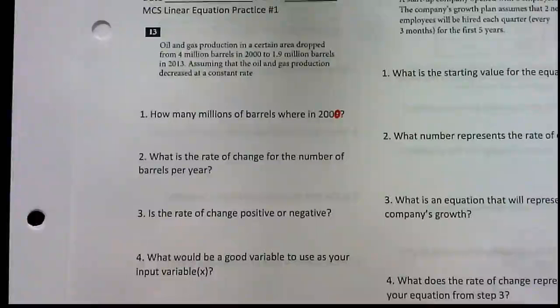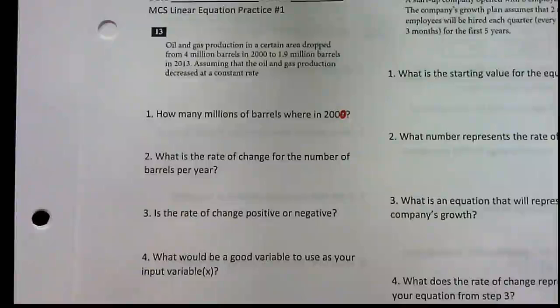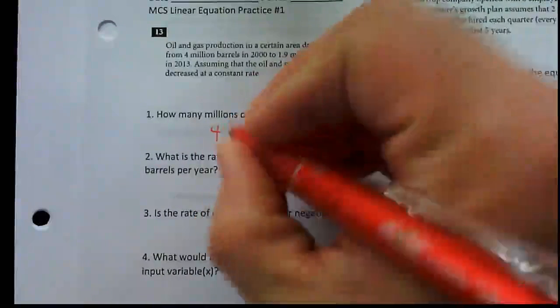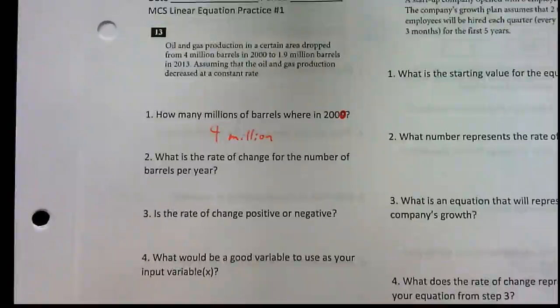Now, for this question, all right, we need to know a starting point. And in the information up there at the top, they gave us that starting point. So in 2000, what was the number of barrels? What was it? 4 million. Yeah, all right. So we had 4 million barrels. Now, that's important to us because we know that that's our starting point.